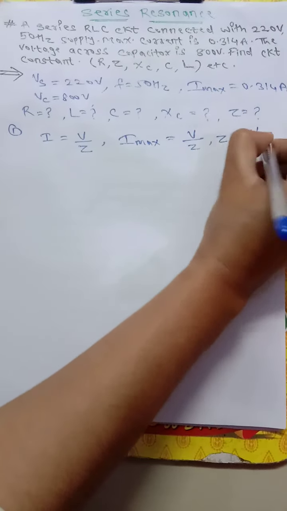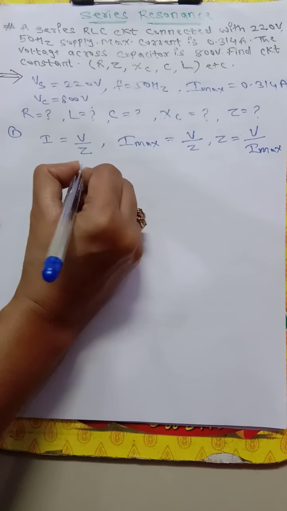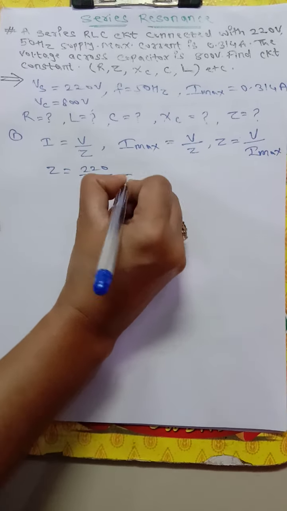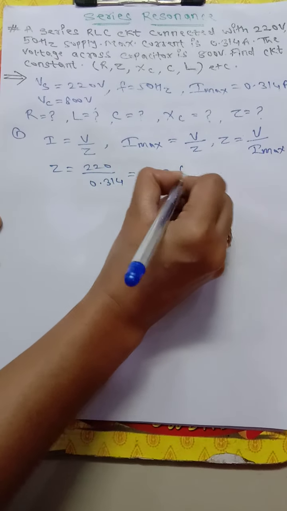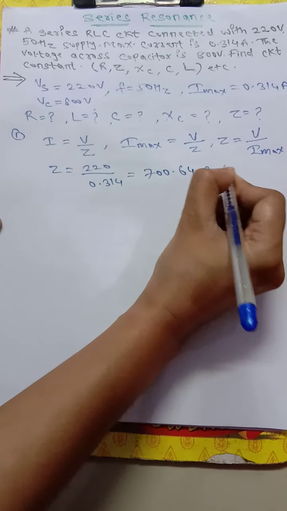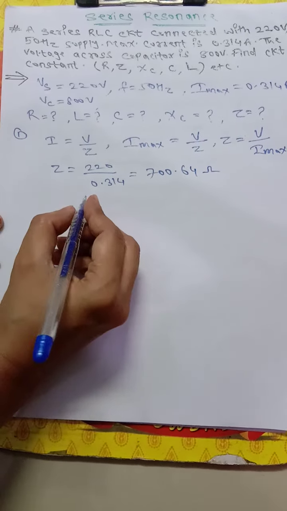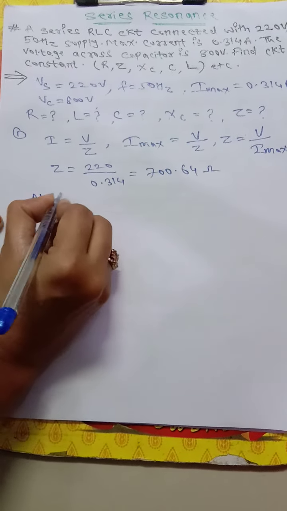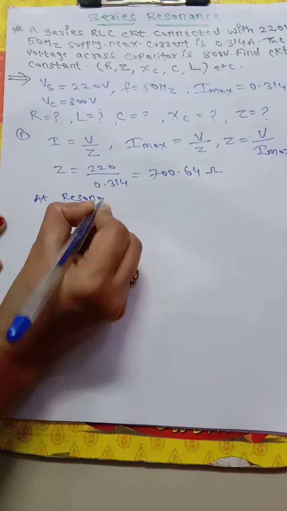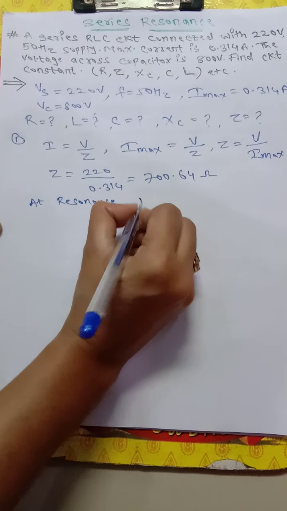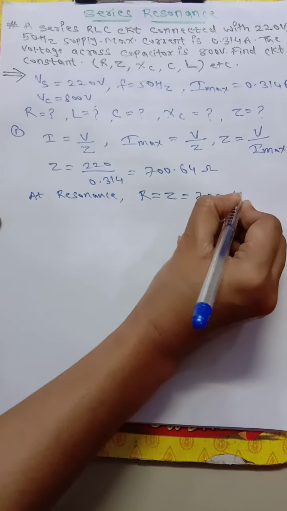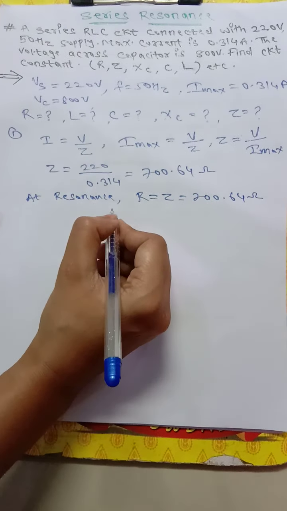So what is my voltage? Z equals 220 volt divided by 0.314. So I am getting here 700.64, and the unit is ohm. Just cross verify this answer with the help of the calculator. So note down here, at resonance, we know very well that R equals Z equals 700.64 ohm. So R and Z are equal.